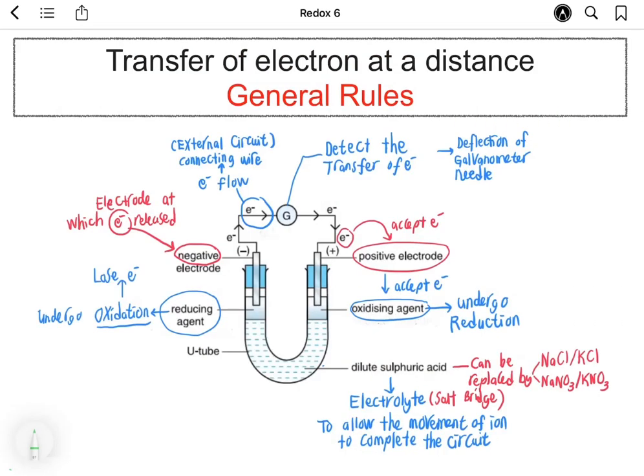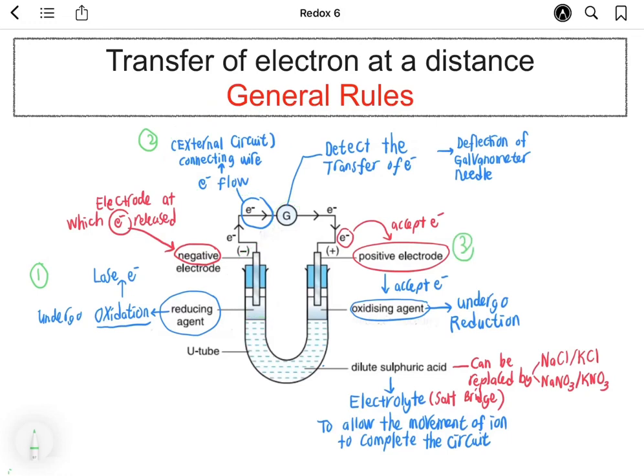So now, let's discuss the general rules for transfer of electron at a distance. On the left arm here, we have a reducing agent, and the right arm we have oxidizing agent. So first of all, this reducing agent will undergo oxidation by losing electron. So the electrode at which oxidation occurs is labeled as the negative terminal. From there, the electron will flow through the external circuit to the other electrode, and this other electrode is now known as positive terminal. The transfer of electron or the flow of electron will be detected by the galvanometer.